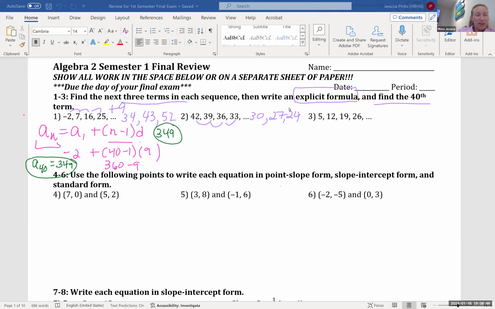Then we want to find that explicit formula. We'll do those in pink. That's going to be a_n. It always has that in the explicit formula. Our first term is 42 plus n minus 1 times negative 3. Oh, geez, I plugged the numbers into the first one. So what's the explicit form? Let me go back and change that. Instead of writing 40, I needed to write n, and then that's n equals.